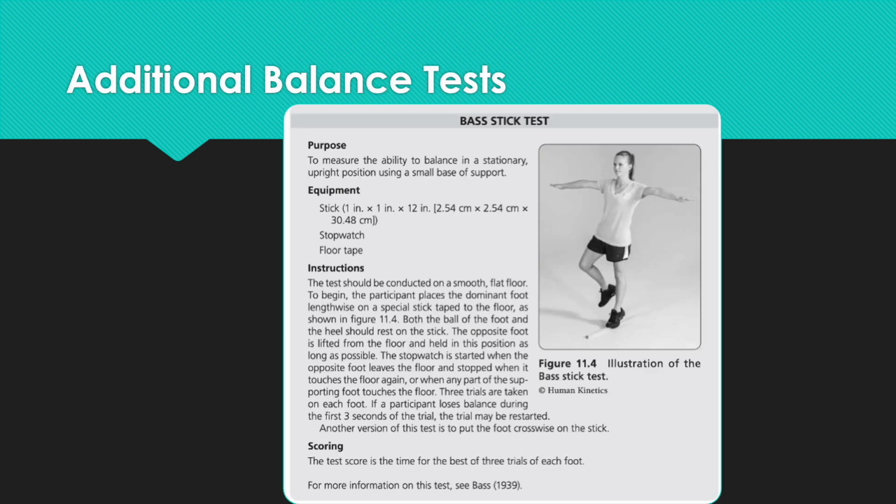We went over several balance tests in our last module. Your book also includes the BASTIC test and the Johnson modification for the BASTIC test, which I've included here for your reference. Here you can see the BASTIC test, and the next slide is that Johnson modification.